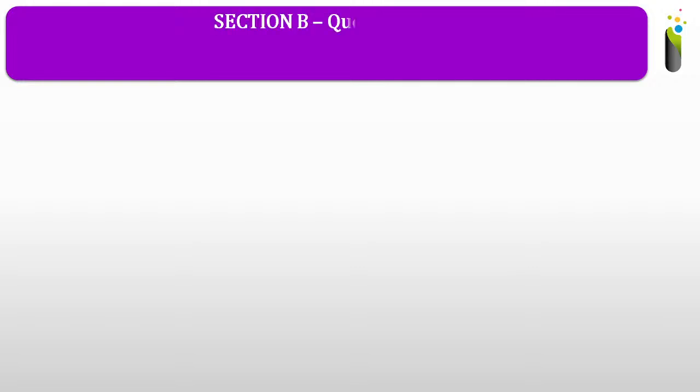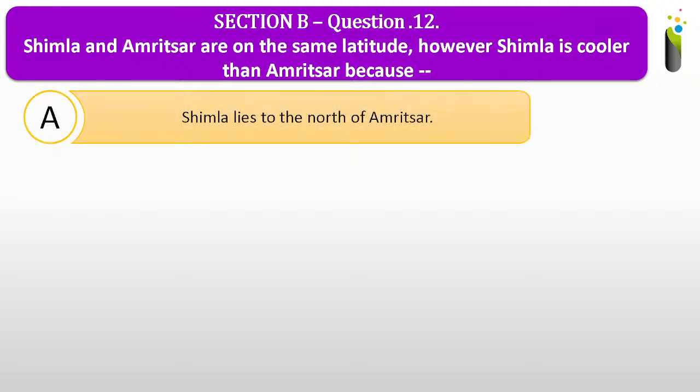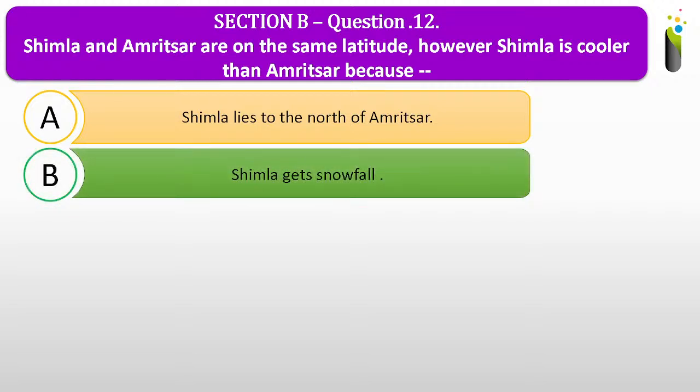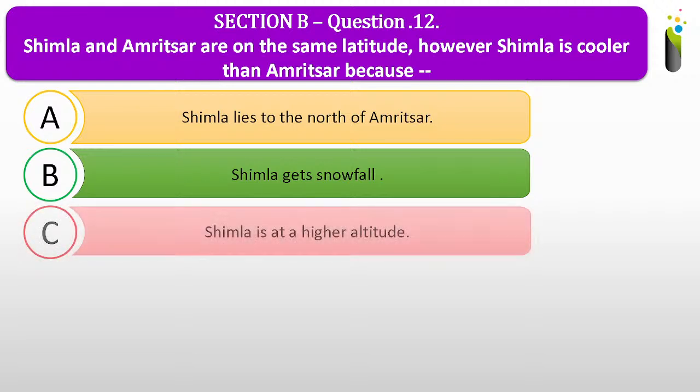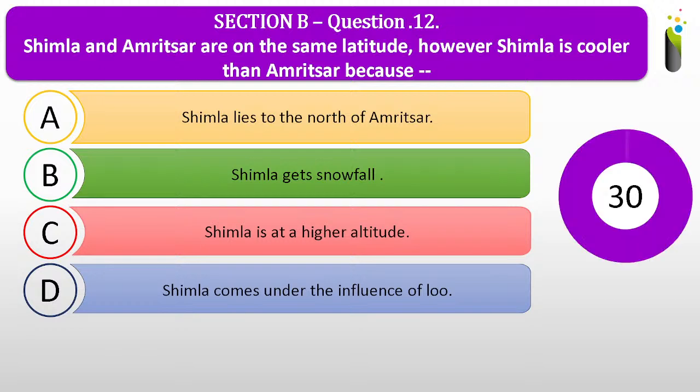We go ahead with question number 12. Shimla and Amritsar are on the same latitude. However, Shimla is cooler than Amritsar because dash. A. Shimla lies to the north of Amritsar. B. Shimla gets snowfall. C. Shimla is at a higher altitude. D. Shimla comes under the influence of Lu. What should be the answer for this question?